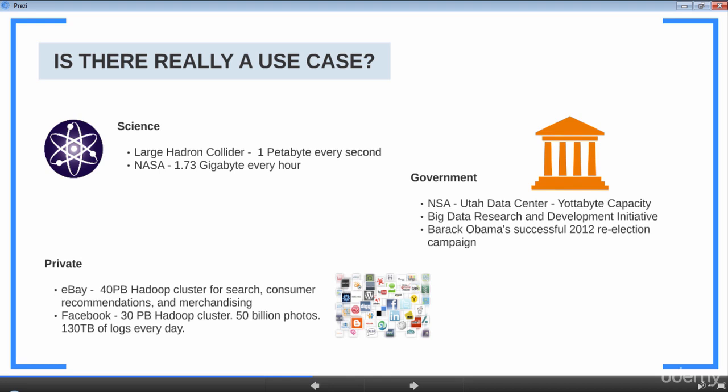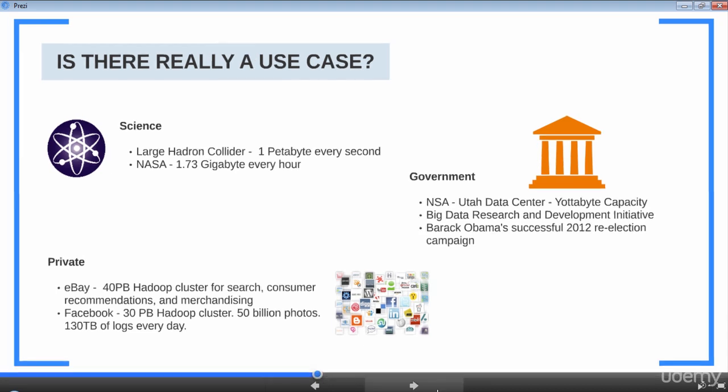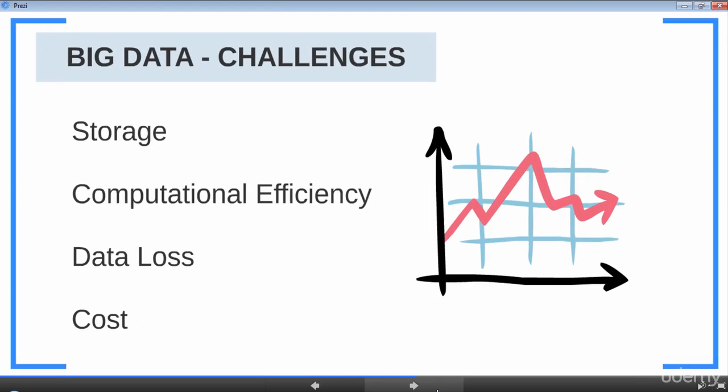Now you should be convinced that big data exists, even if you did not believe it before. So, we have big data. So what? Big data comes with big problems. Let's talk about few problems you may run into.